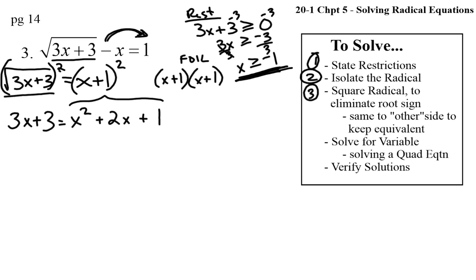Well, we've eliminated the root sign, so now we're on to step 4. We want to solve for the variable. Wow, solving for the variable. Last time I didn't make mention of it, but now the reason we do this unit after the last unit, we have an x squared. We now have a quadratic equation.